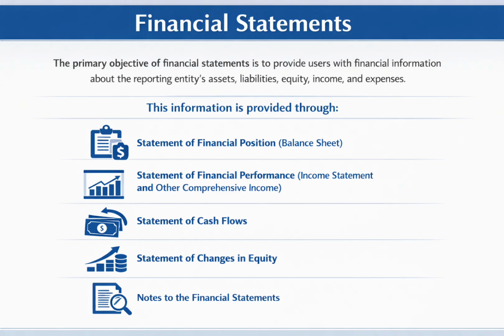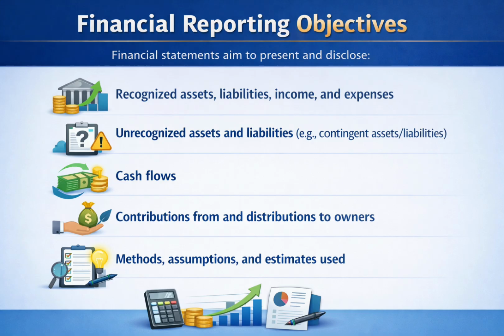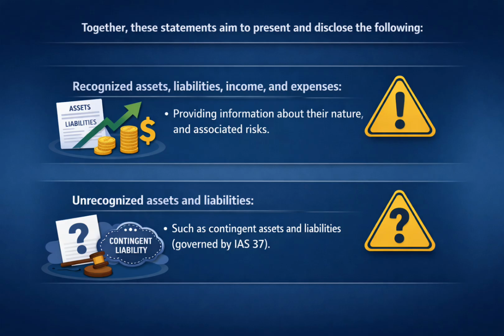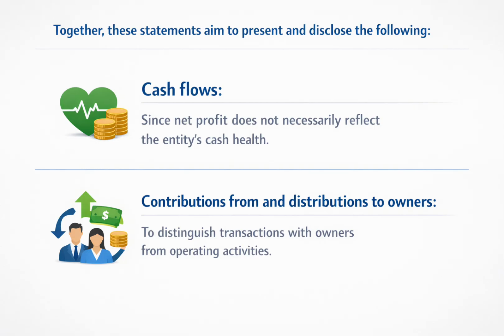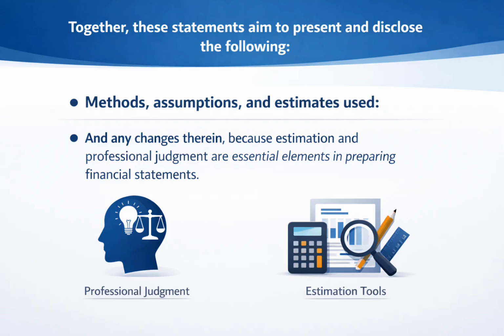Together, these statements aim to present and disclose the following: recognized assets, liabilities, income, and expenses, providing information about their nature and associated risks. Unrecognized assets and liabilities, such as contingent assets and liabilities, governed by IAS 37. Cash flows, since net profit does not necessarily reflect the entity's cash health. Contributions from and distributions to owners, to distinguish transactions with owners from operating activities. Methods, assumptions, and estimates used, and any changes therein, because estimation and professional judgment are essential elements in preparing financial statements.